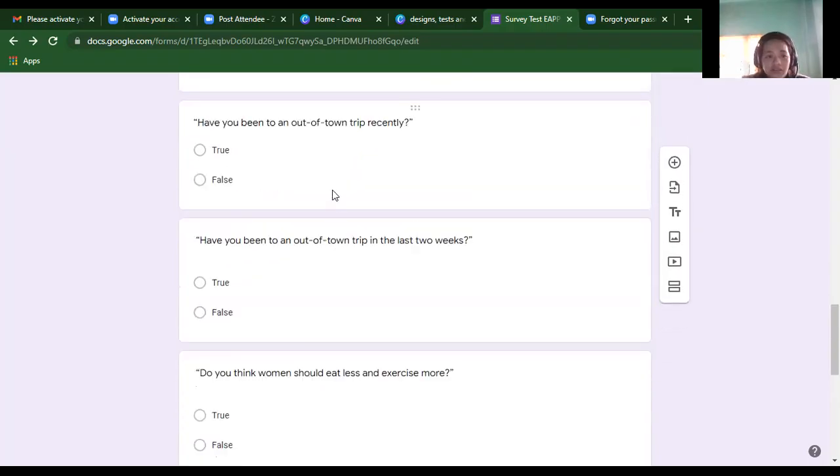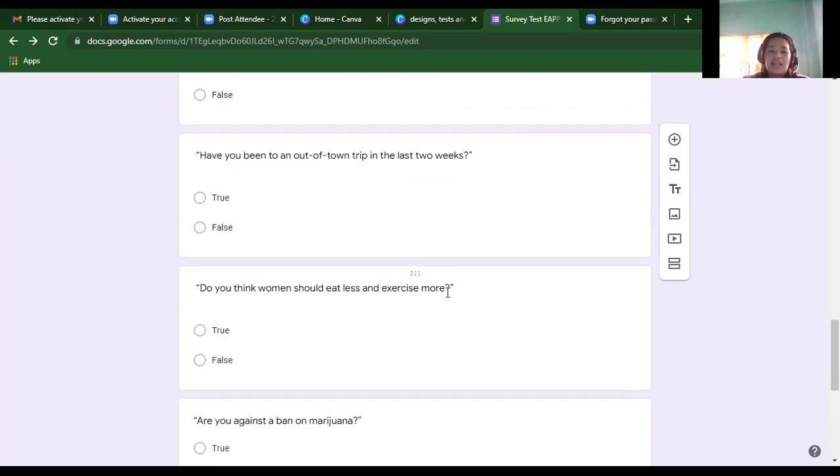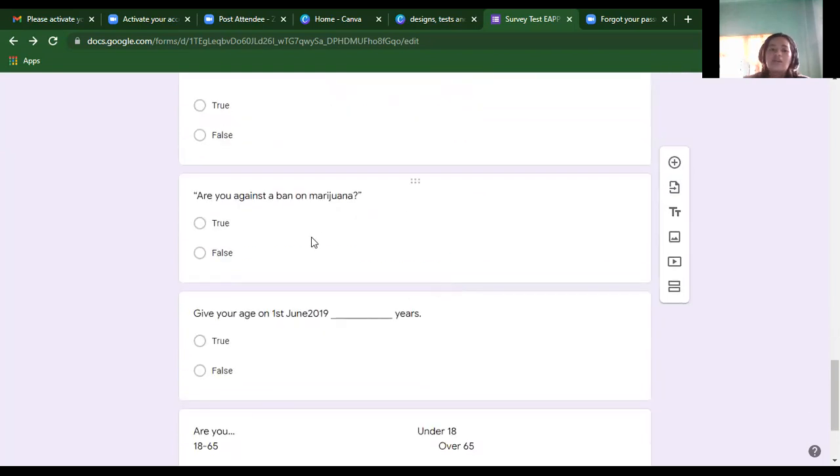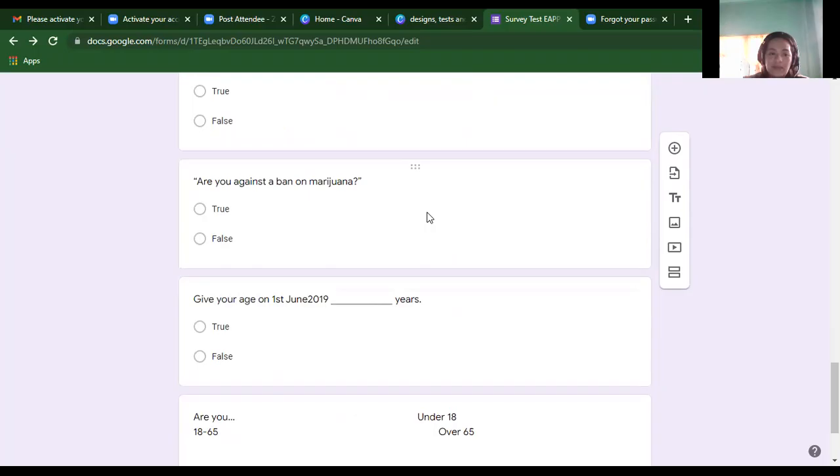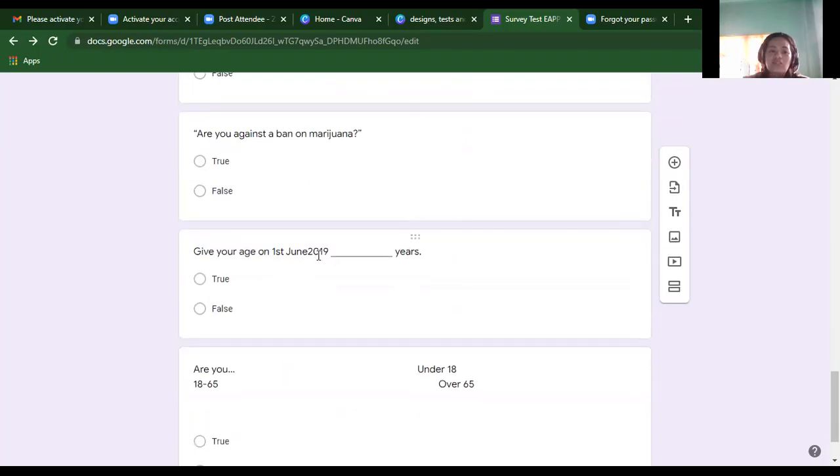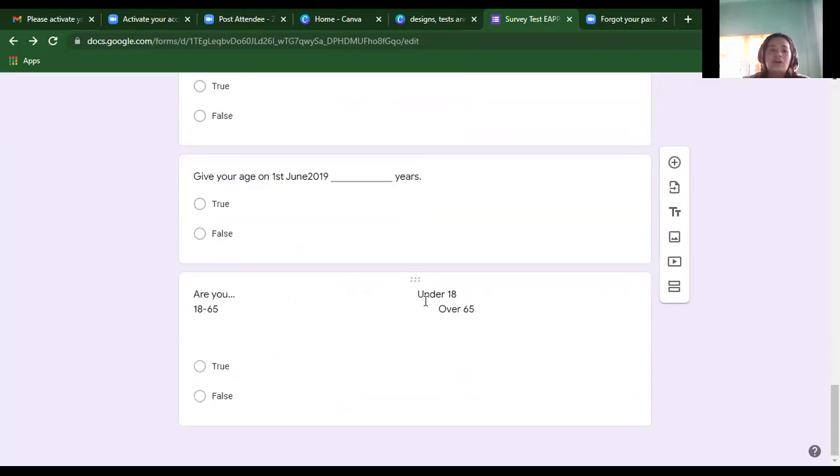The question for the next one is, have you been to an out-of-town trip recently? Then, have you been to an out-of-town trip in the last 2 weeks? Or do you think women should eat less and exercise more? Are you against a ban on marijuana? Give your age on 1st June 2019, blank years. Are you under 18, 18 to 65, or over 65? Those are the questions that are set for the pretest.